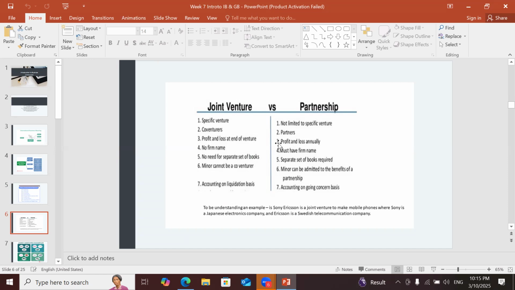In a partnership, there are co-partners, but in a joint venture, you have a chance to co-venture. A firm name is not needed in a joint venture because jointly they collaborate to produce things. A partnership must have a firm name. A joint venture does not need a firm name.